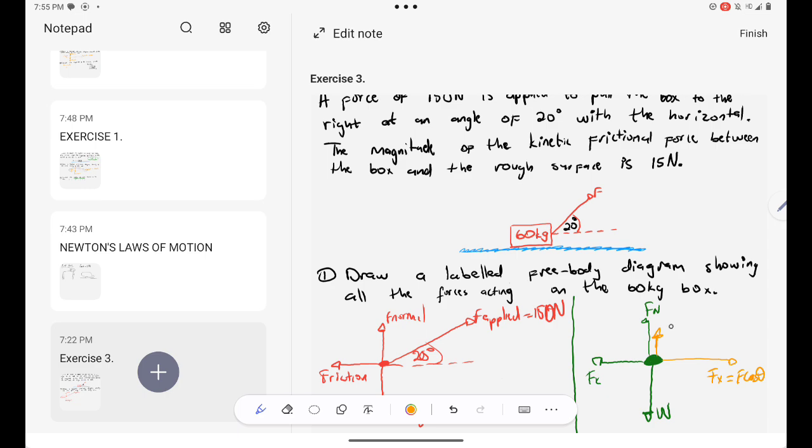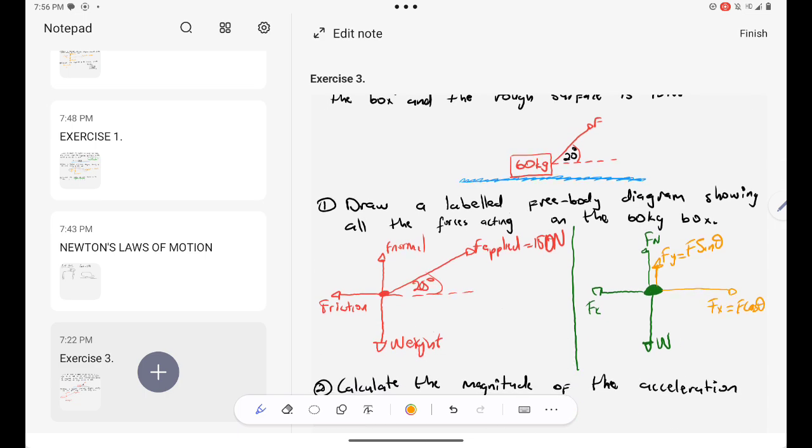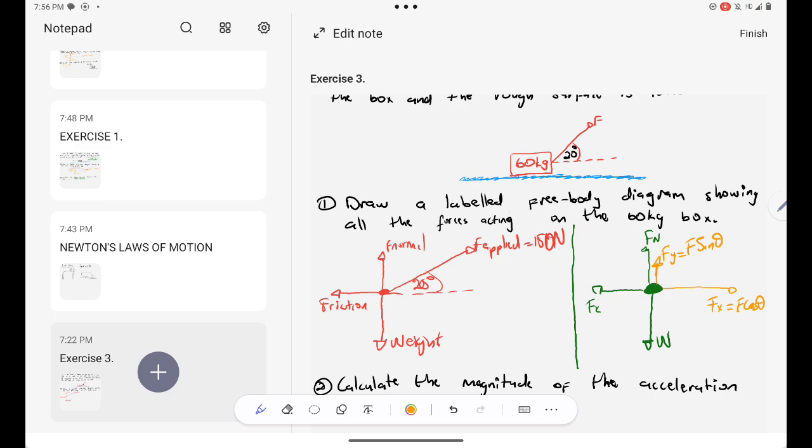Are we together? And then we also have our vertical component. Vertical component is equal to the force in question multiplied by sine theta, where theta represents the angle of inclination between the force in question and the horizontal surface. Are you together? So you can either draw your free body diagram like this or like that. You'll simply get your full 4 marks.